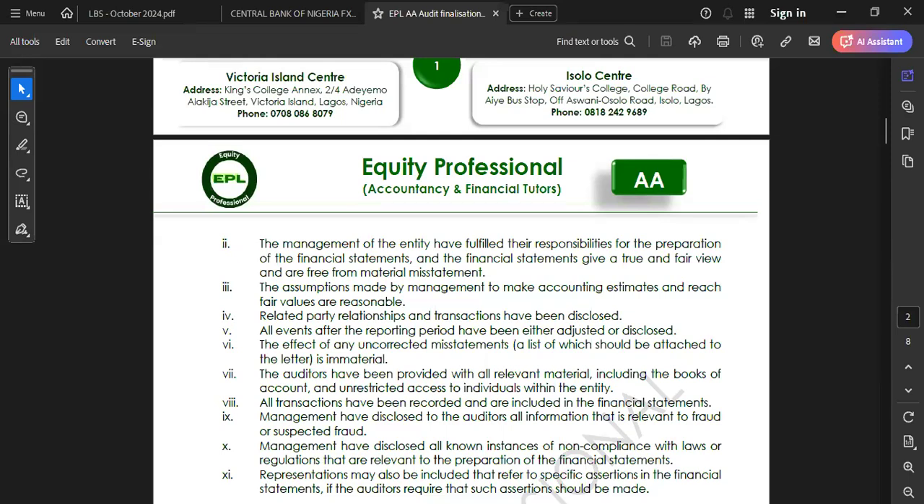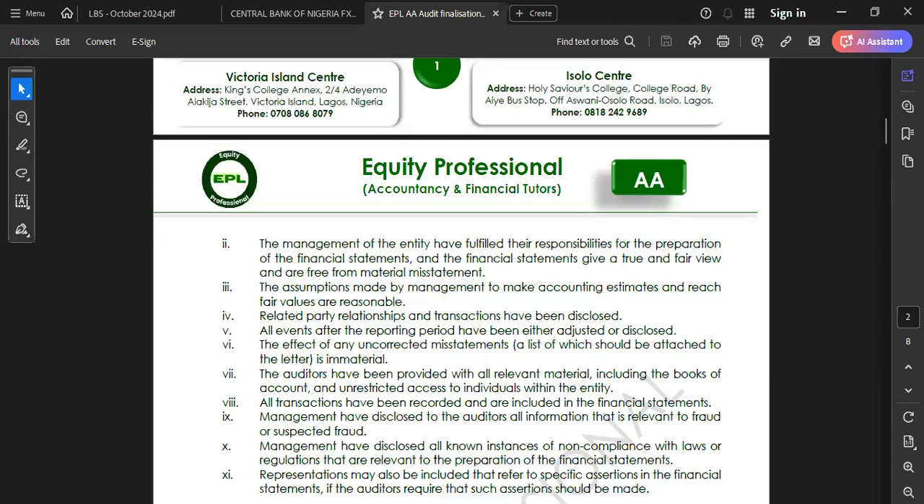If you are doing land revaluation or you are revaluing an asset, there are some assumptions you will make. So management must state clearly the assumptions they made to reach accounting estimates and their fair value measurement. We know fair value measurement relates to your financial instruments. How do they arrive at the values in the financial statement? What assumptions have they made? So management must state it.